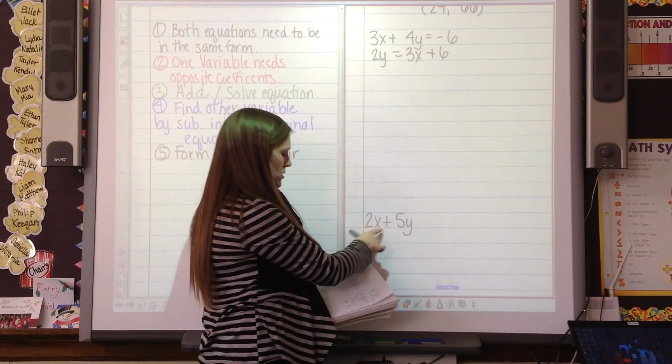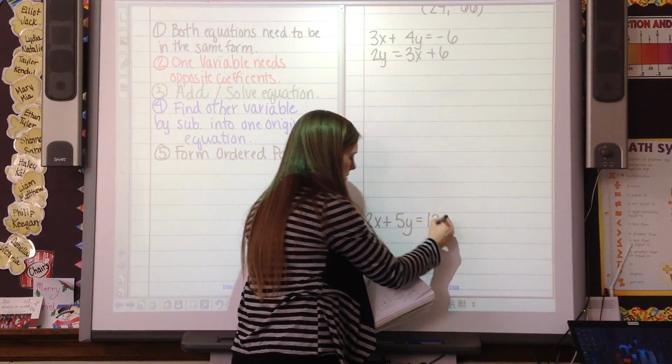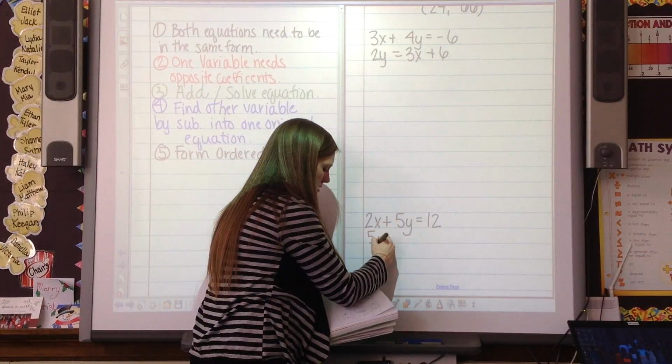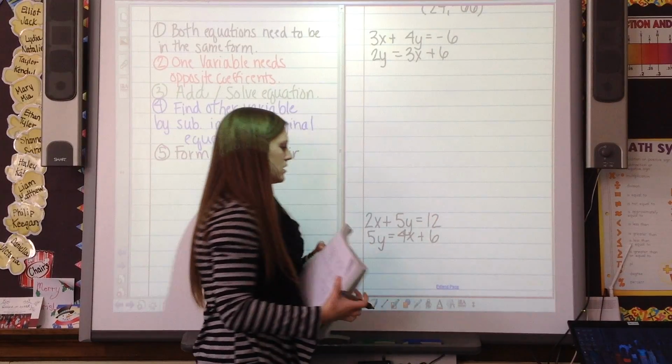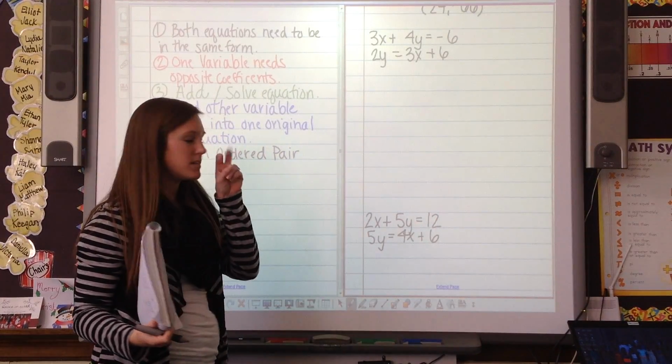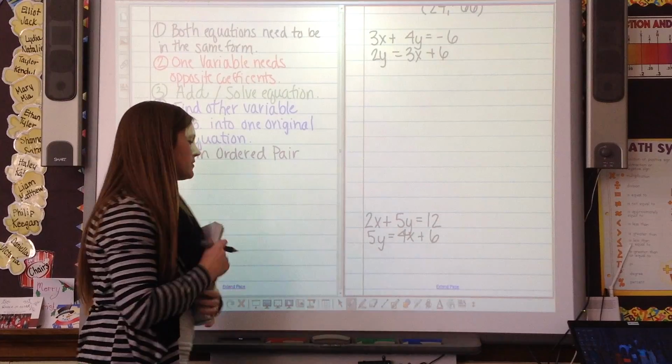Back to this bottom one. 2x plus 5y equals 12. And then 5y equals 4x plus 6. This last problem here is a 2-step problem. Give it your best shot.